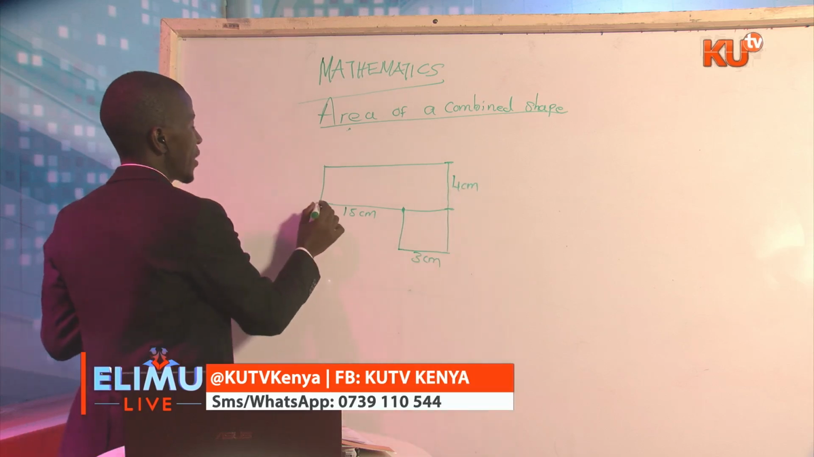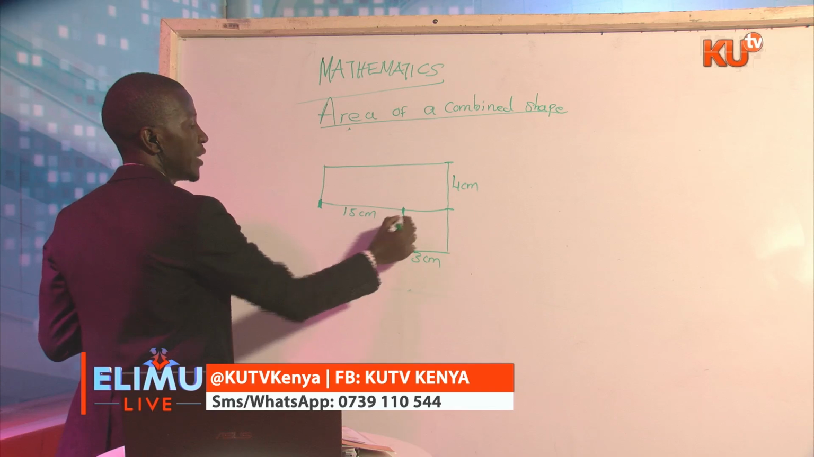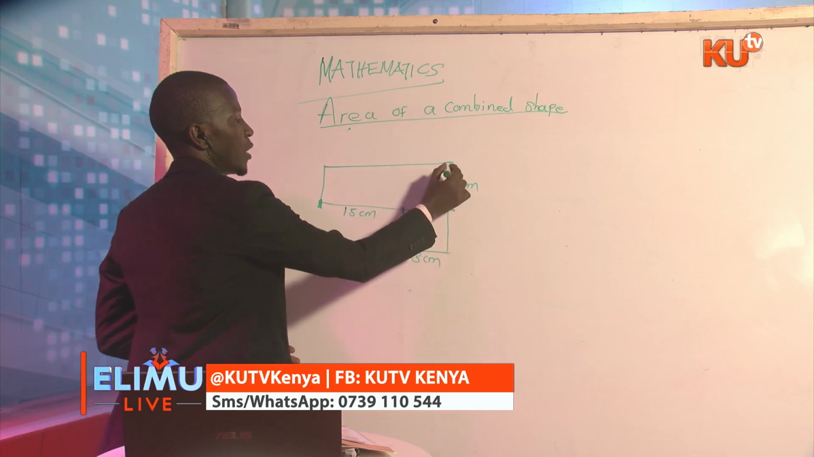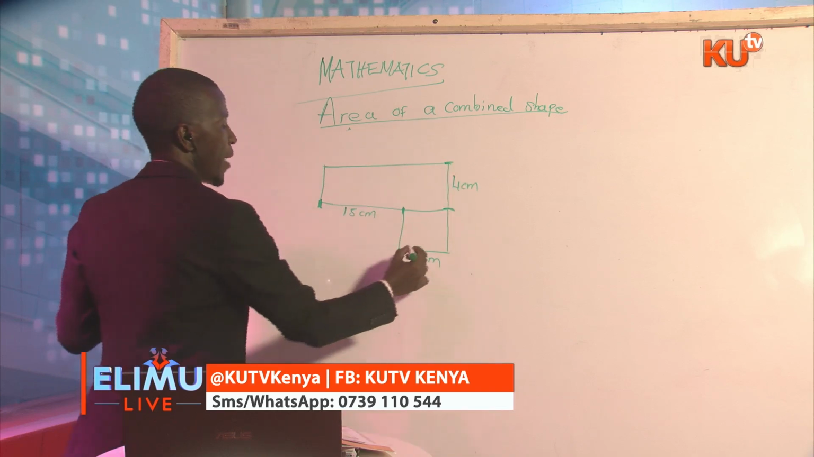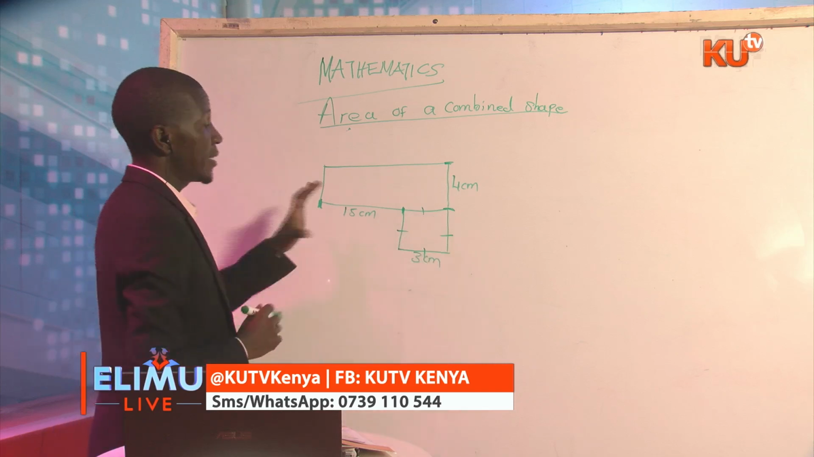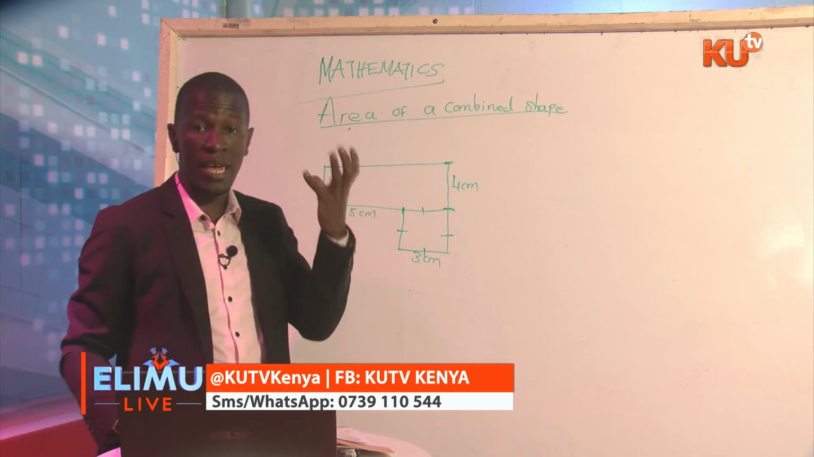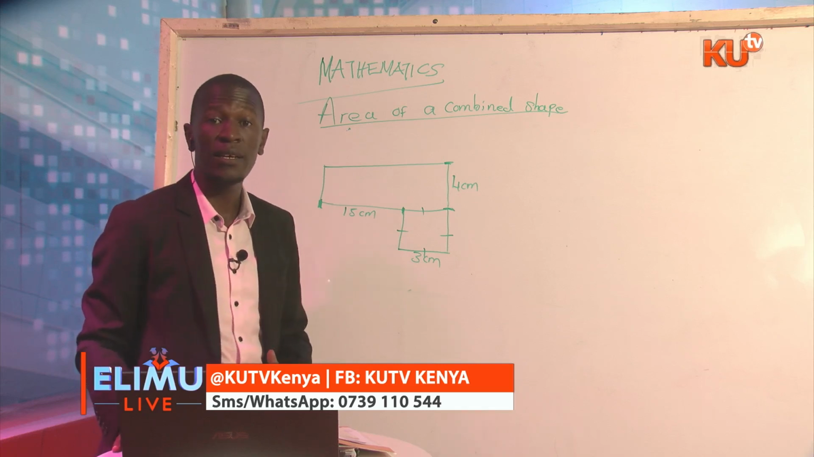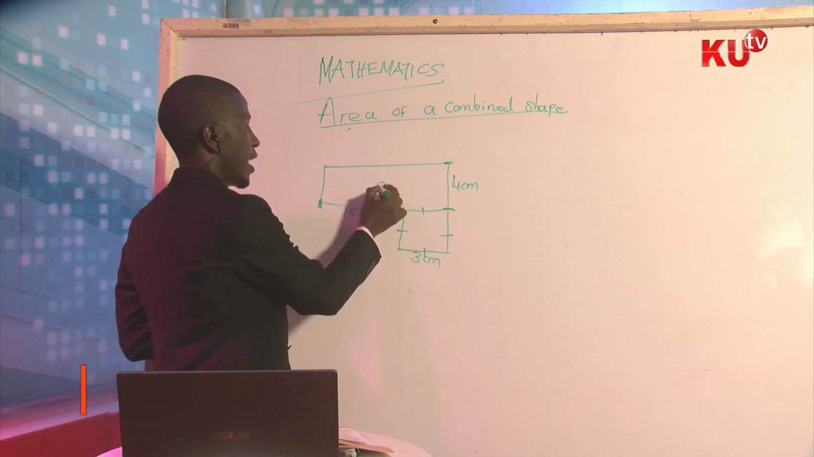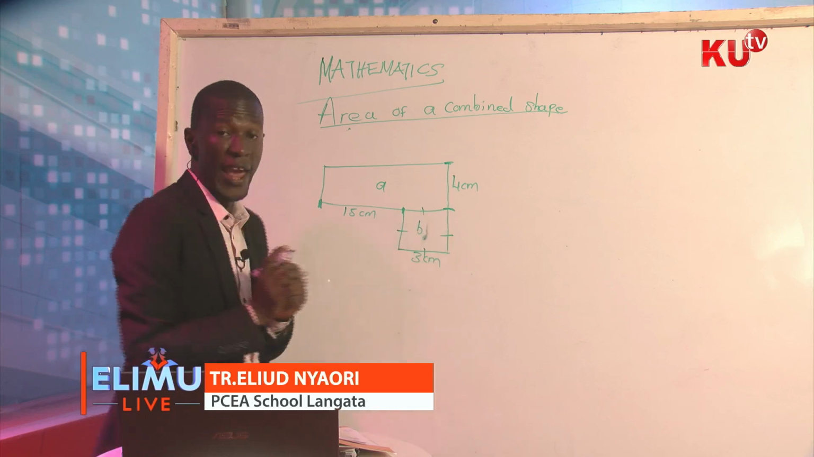Boys and girls, I want us to pay attention to this question. From this point to this point is equal to 15 centimeters. From this point to this point is 4 centimeters. Then the length of the square is 3 centimeters. Now, in such a question, don't hurry in answering it. You need to think. That's why we have critical thinking. Identify the shapes which are there. They are two. That is A, which is the rectangle, then B, which is the square.